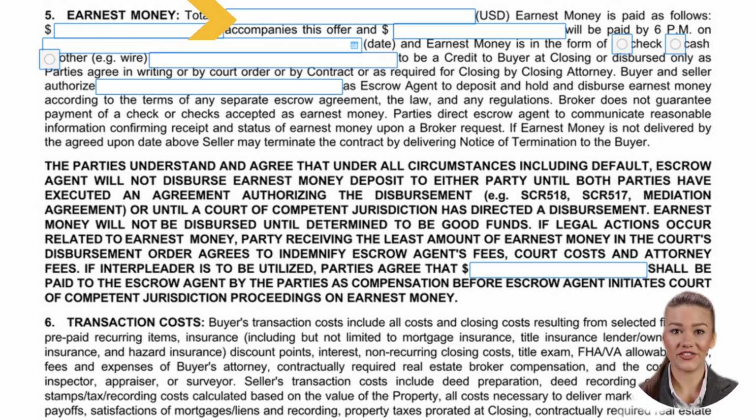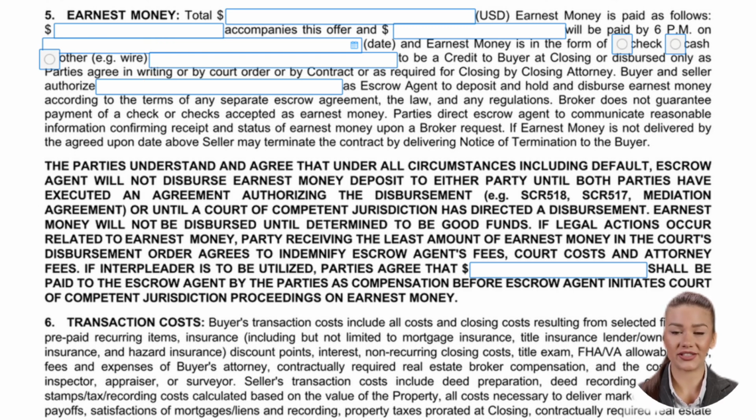The total amount of earnest money to be paid is stated on the first line. An amount accompanying the offer is an option on the second line, and the third line, for an amount that will be paid at a later date, will be entered here, and the date of delivery should be included. You will also identify who will be holding the earnest money. Make sure you tell the other party how the buyer will send the money.